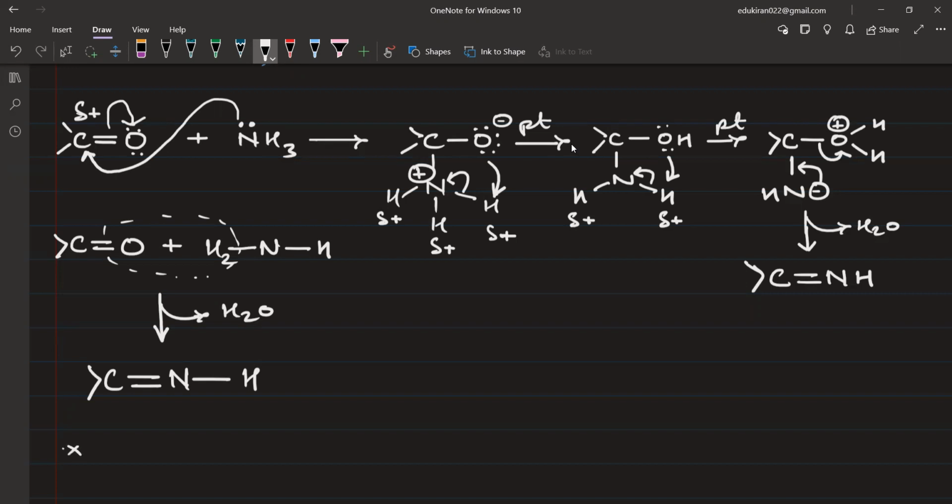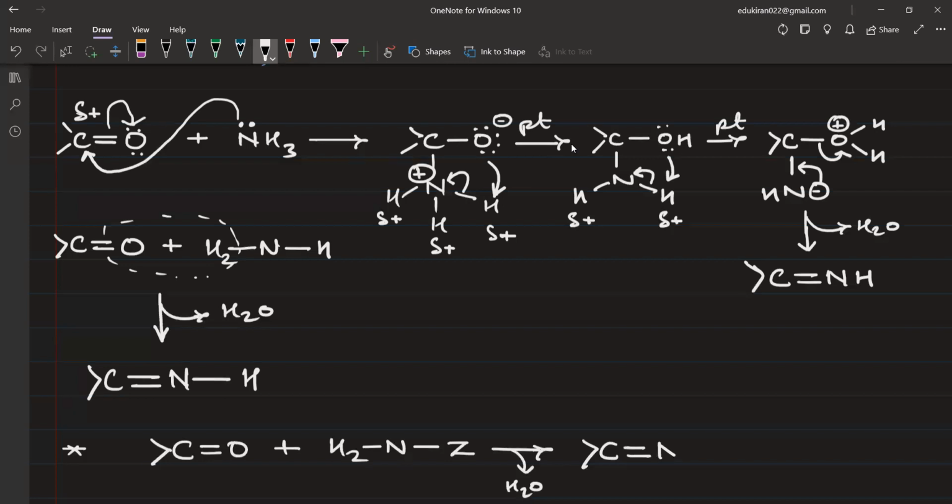In general, for an ammonia derivative, you will have this type of reaction: carbonyl carbon attached to two groups, double bond O, plus H2N, and N is attached to Z. So this Z is going to change, but the reaction is going to be the same. You will remove water from here, and you are going to get carbonyl carbon with a double bond N and Z. Okay, so please write this down now.